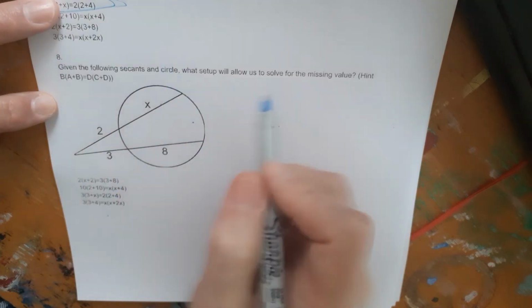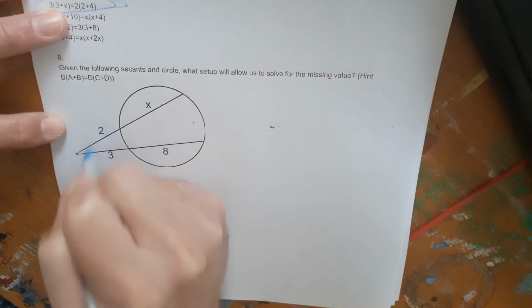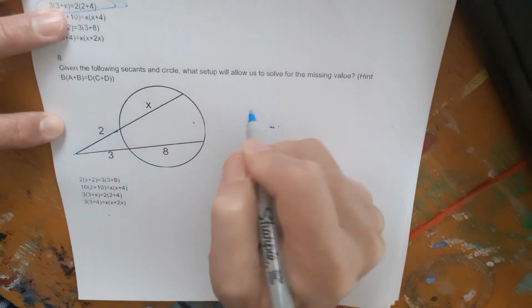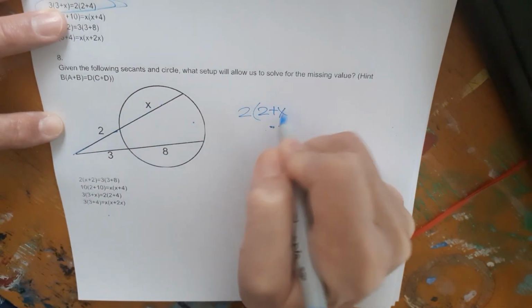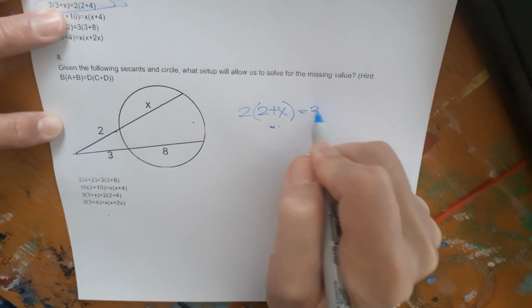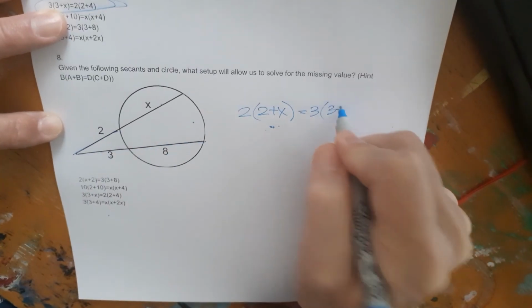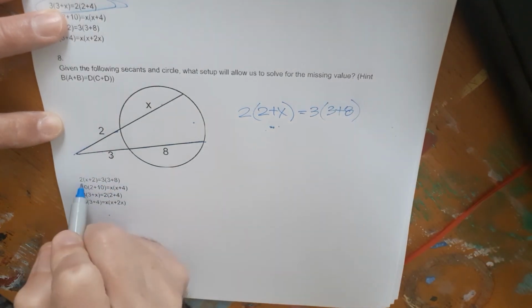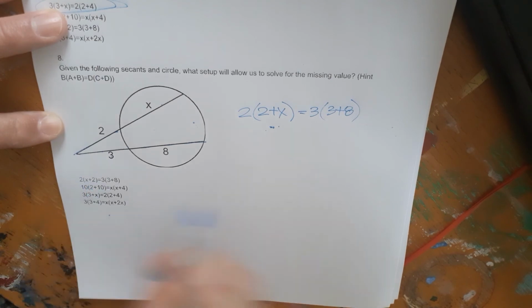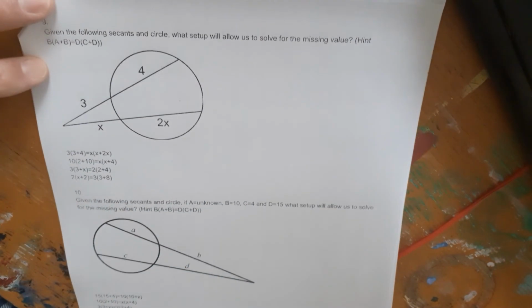Given the following secants and circle, set up an equation to find the missing value. Here's the missing value. Let's take the outside portion of the secant times the whole bit, 2 plus x, equals the outside portion, 3, times the whole segment, which is 3 plus 8. And I could have said 8 plus 3, it does not matter. So 3 times 3 plus 8 is the right. The left is 2 times 2 plus x, or x plus 2. Just getting me to practice the relationship here.